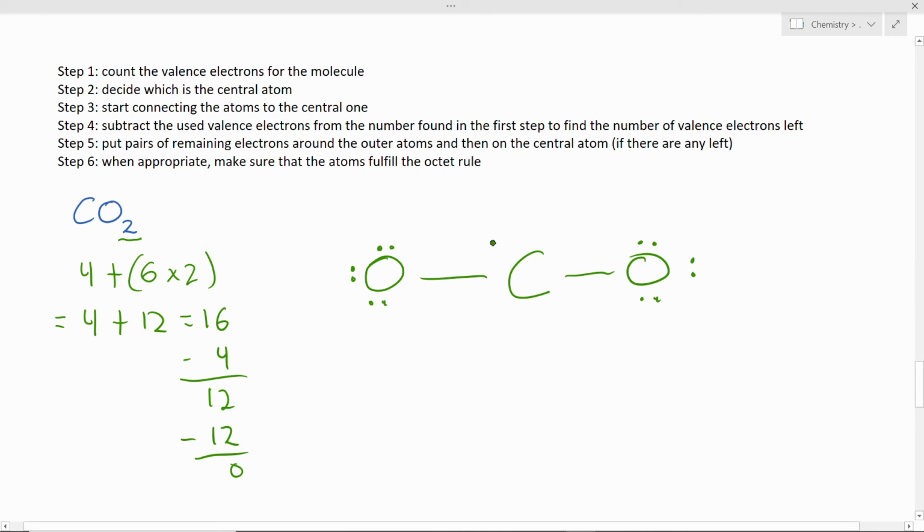However, when we check step 6, we notice that carbon here doesn't have its octet filled. It needs 8 electrons to have its octet filled, but it only has 4, as shown by these 2 bonds that connect it to oxygen. And so what happens here is that a lone pair from this oxygen will go here, and a lone pair from this oxygen will go here. So that in the end we have a double bond between oxygen and carbon.